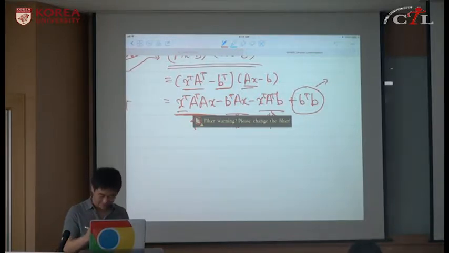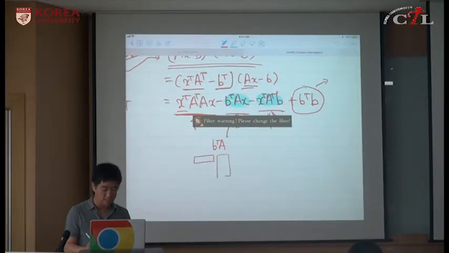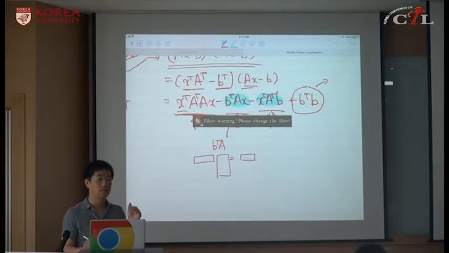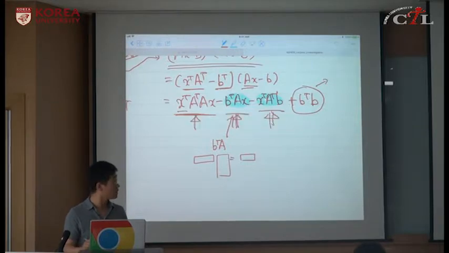Okay, then let's focus on these two guys first. So for this guy, B transpose A is what? B transpose is like this, and then A is like this, and it will form a single row vector. That row vector will be a constant vector determined by given B and A, and this one is our x vector.